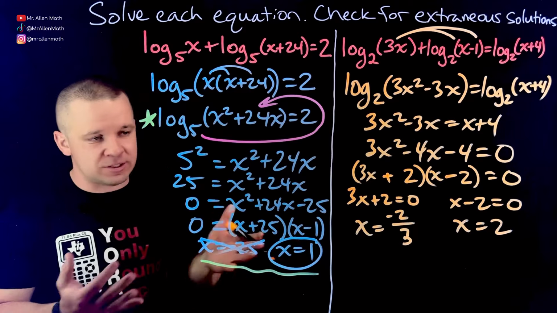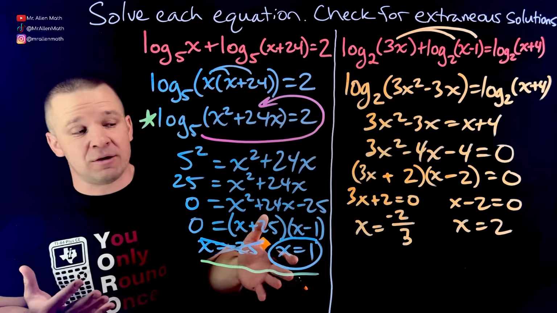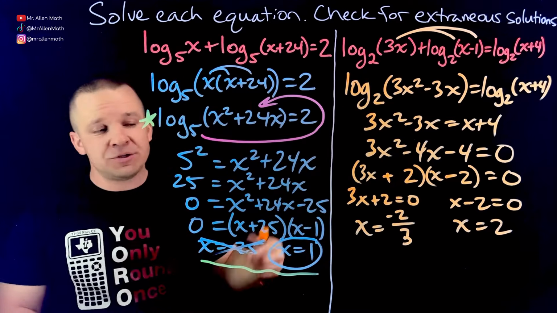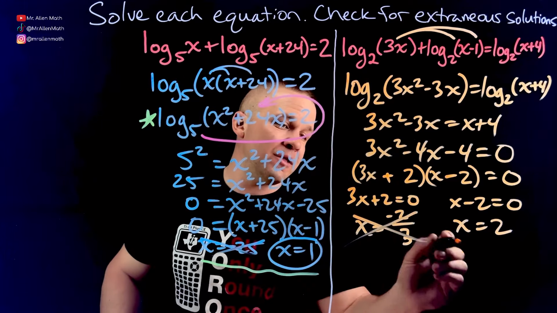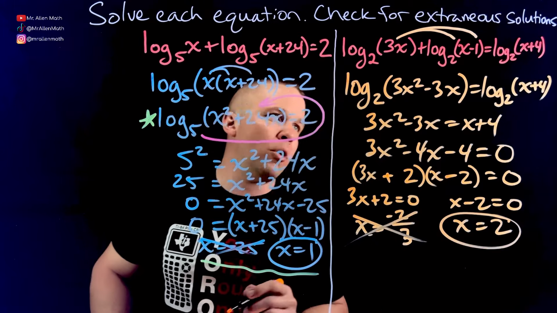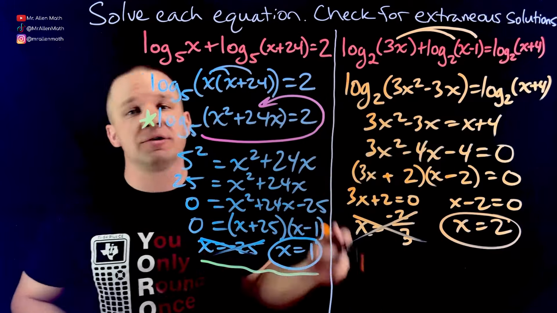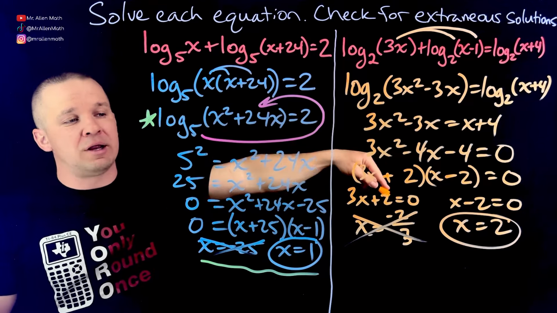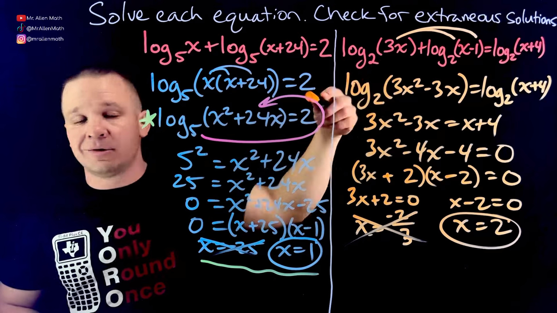So before we circle our answers, are either of these extraneous? Well, if I plug negative 2 over 3 here, that's going to be negative 2. No bueno. That's out. That's extraneous. If I plug a 2 in here, I get 6. I get 1. We're good to go. Both are positive. Oh, and 2 over here is 6. Cool. So I do have to check all 3 of them. It has to work in all 3. But if it doesn't work in a single one, does not matter.